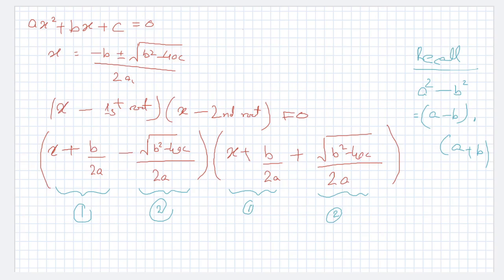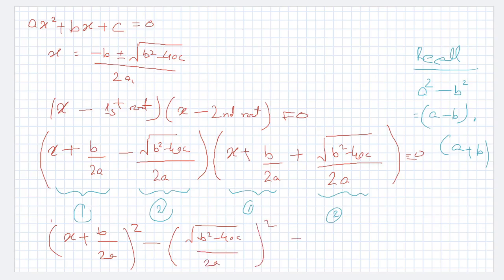So I can write it down as a square minus b square terms. So the first term square and the second term square. Let me write it down. It will become a little bit long expression, but then it will simplify very beautifully. So I can write it down, the first term square, x plus b over 2a whole square, minus the second term square. So it is going to be b square minus 4ac divided by 2a, and this term square is equal to 0. Let me expand it on the next slide.